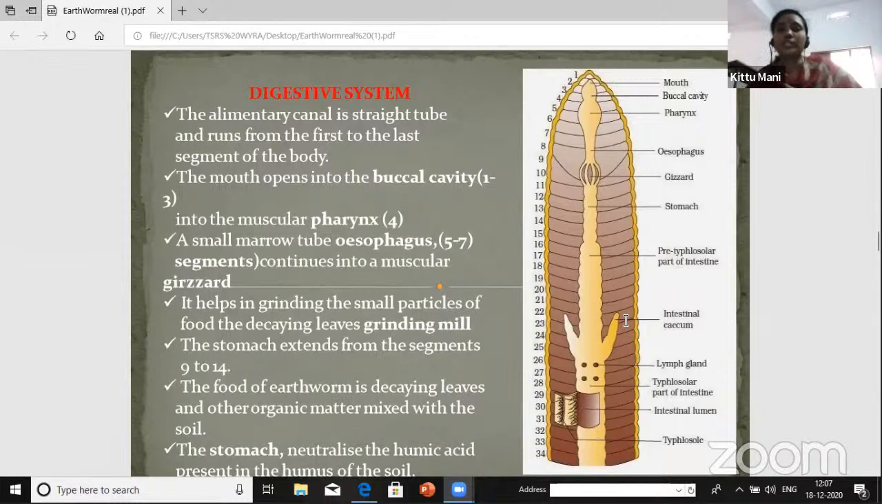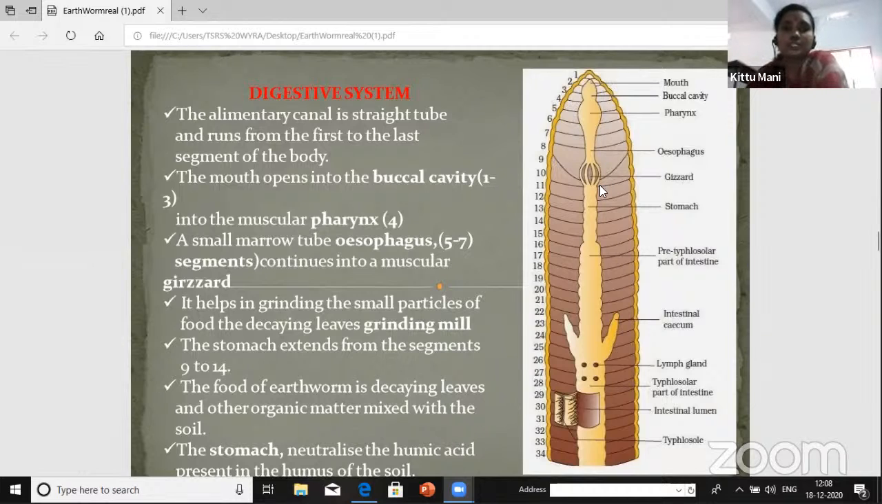The mouth opens into the buccal cavity, in humans also, not only in the earthworm. The mouth opens into the buccal cavity from the first segment to the third segment. Next, the buccal cavity leads into the muscular pharynx in the fourth segment. In which segment, students? Fourth segment.